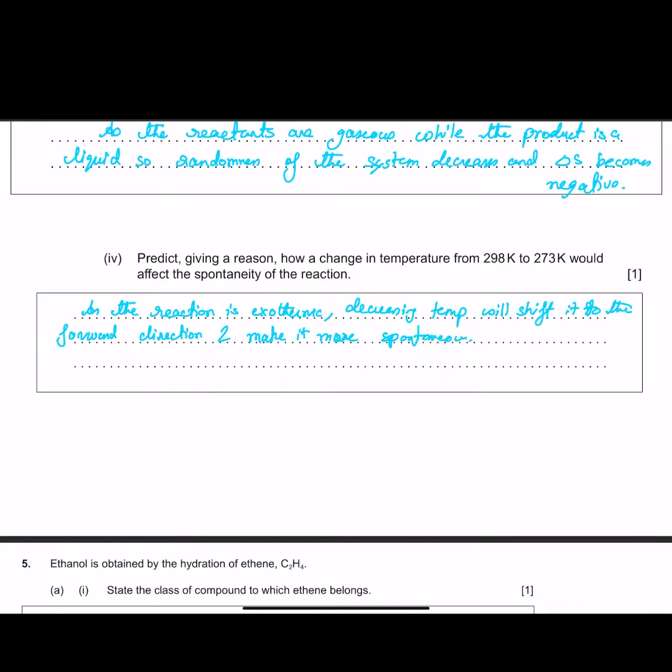Now, how to prove this by using equations? So delta G would be minus RT ln Kc. If you decrease temperature, the overall value of Kc will increase. So this negative term will increase, and delta G will become more negative. So delta G will be more negative, and as a result, the reaction will be more spontaneous.